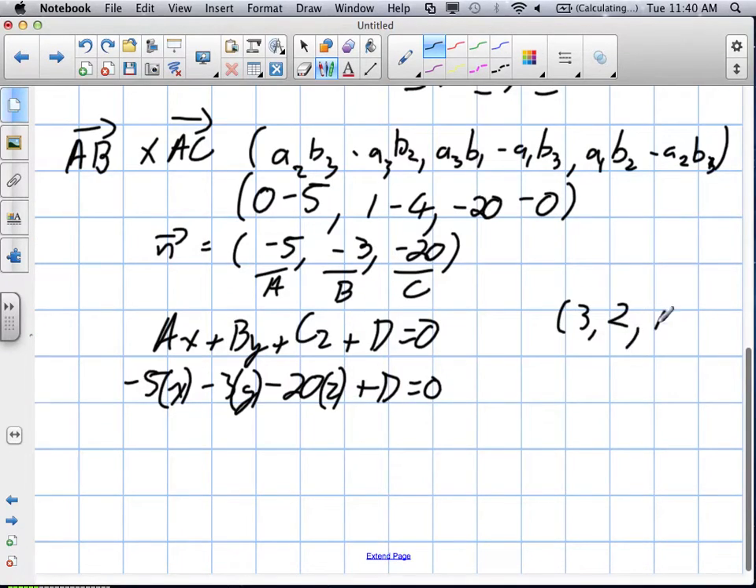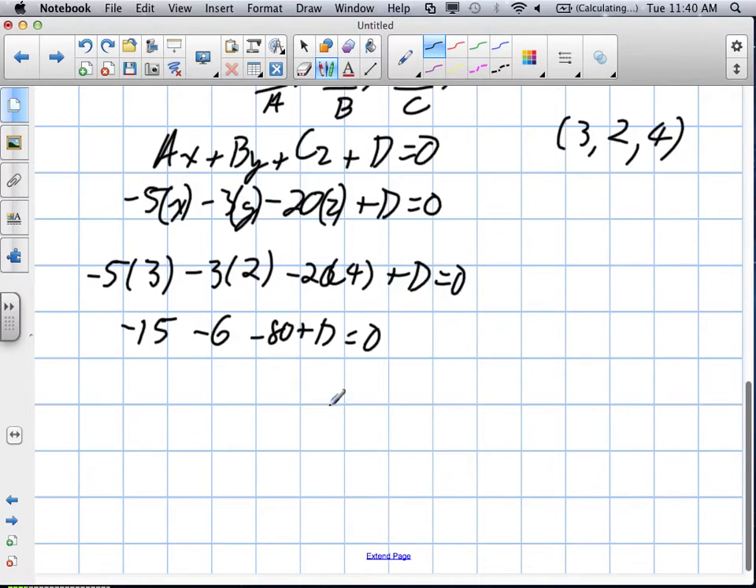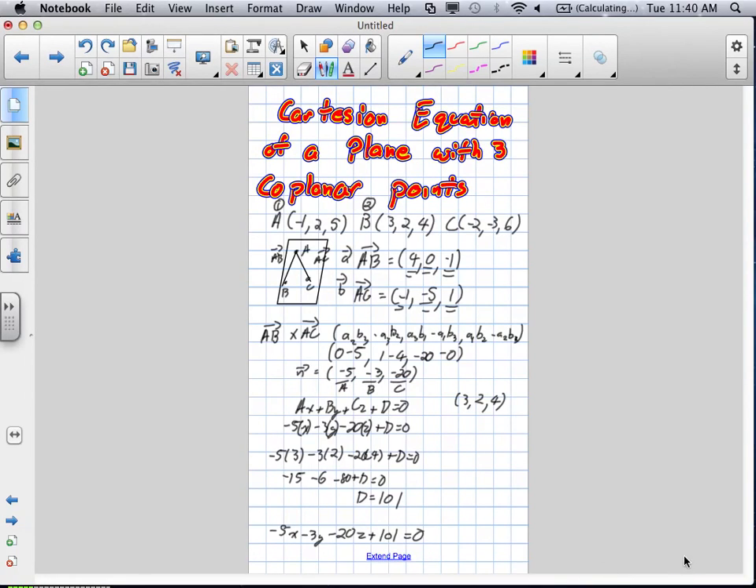3, 2, 4 to solve for D, which gives me negative 5 by 3, negative 3 by 2, negative 20 by 4, plus D equals 0. 15, 6, 80, which gives us 101. D is 101. So, Cartesian form, negative 5x minus 3y minus 20z plus 101 equals 0. Boom. I apologize for that being so fast.